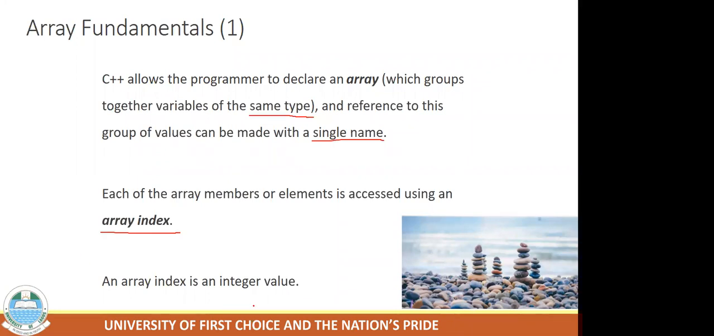So an array index is an integer value. You can either be the first, second, third, fourth. You can't have a first and a half in my family. There's nothing like that. I'm the first child, I'm the second child, I'm the third, the fourth, fifth, and so on and so forth. So you can see with an array, you can group together variables of the same data type.